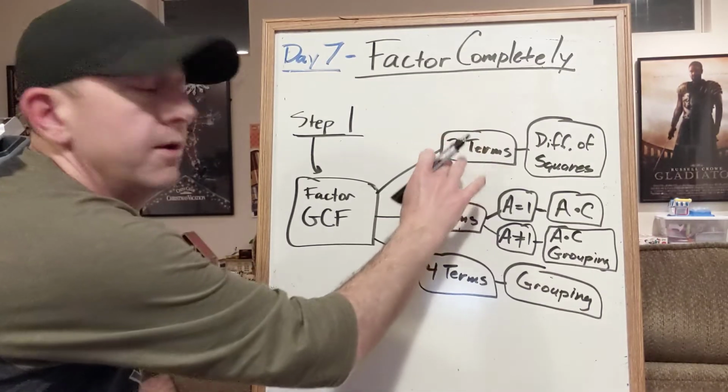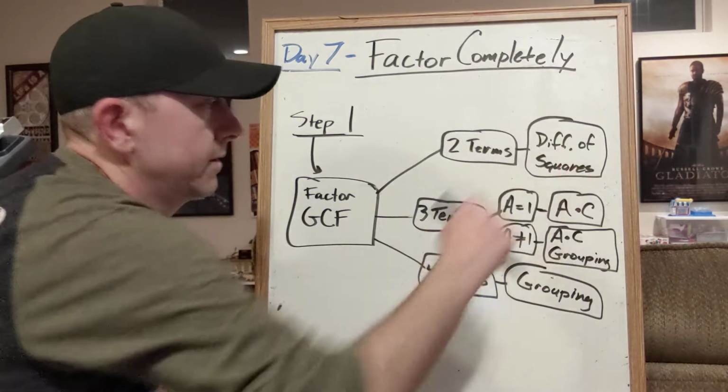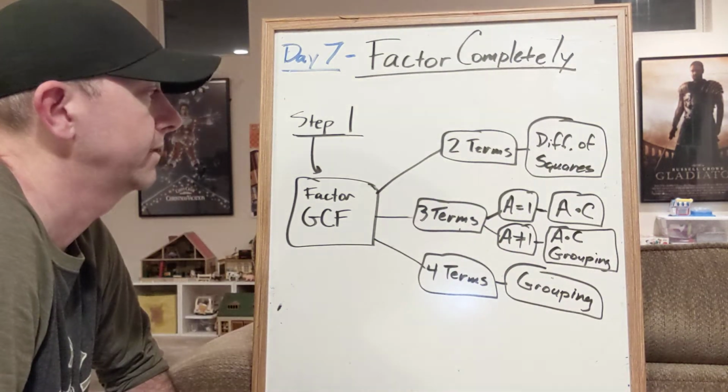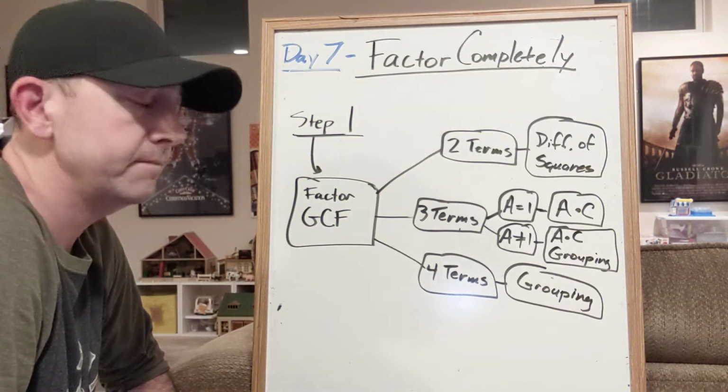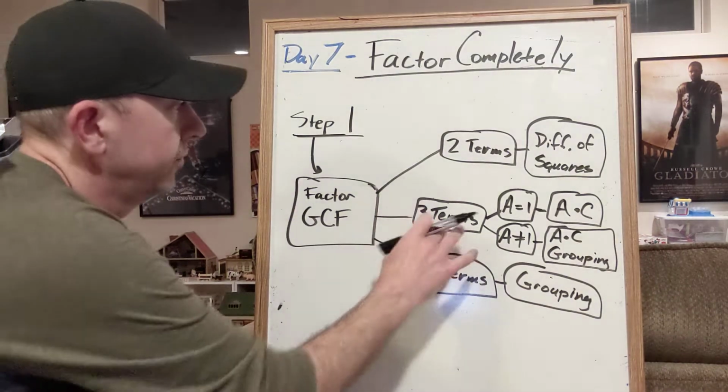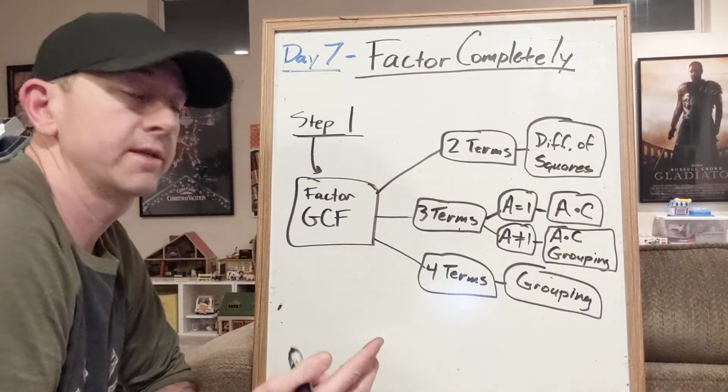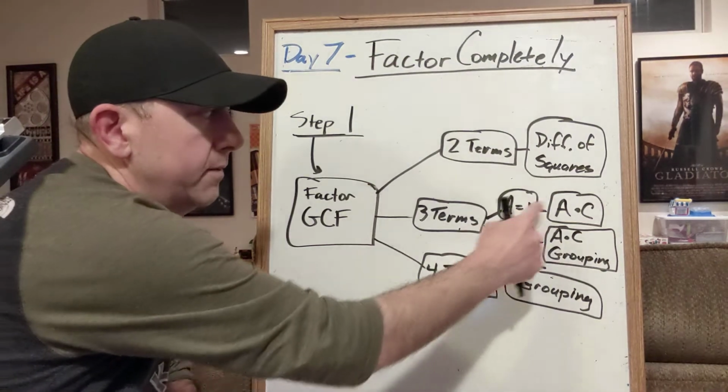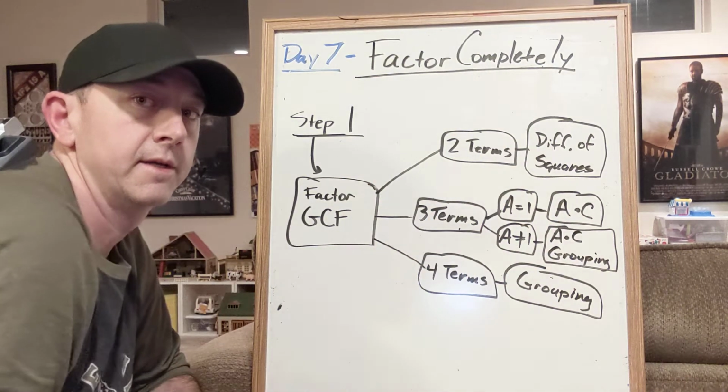If it's 2 terms, the only option is going to be difference of squares, which is one of our special cases, like we talked about on day 6. 3 terms, we're going to have 2 things that could happen. If A is 1, we can just multiply A times C, get to the answer.